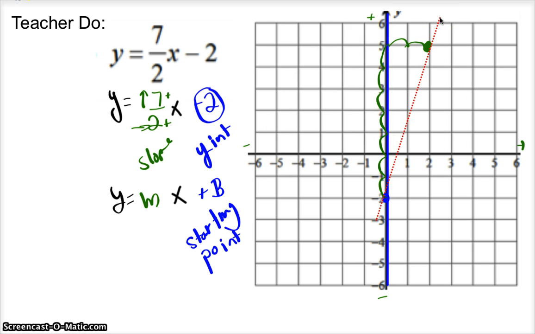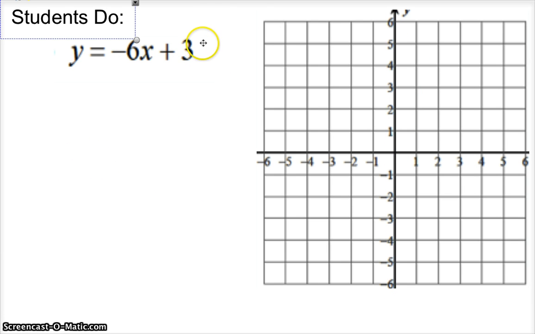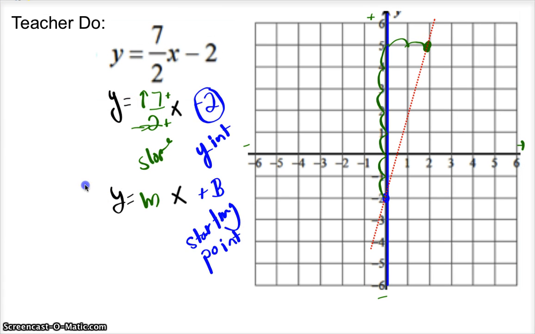And that is our line. Okay. Graphed our first line using slope-intercept form. Okay. Students do, same thing. Let's copy this down from the other side. This is important.